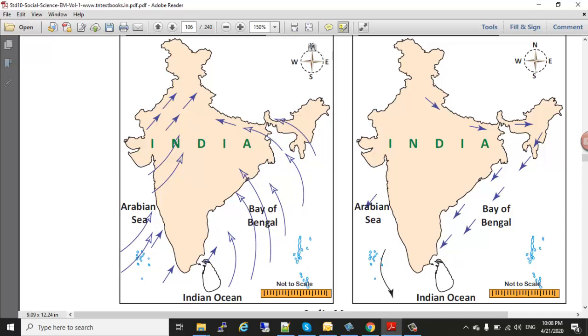You know the four cardinal directions, all of you will know: top is north, and south is the opposite side, east and west. Yes, and now this is how you will mark the direction of southwest monsoon.